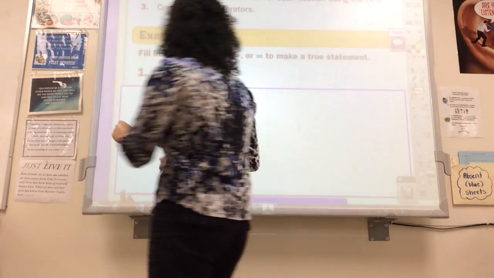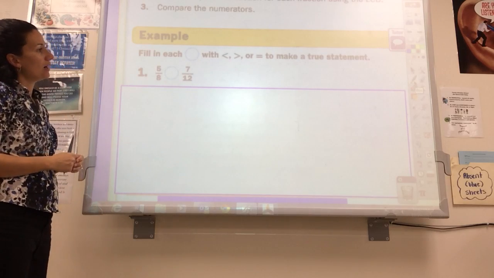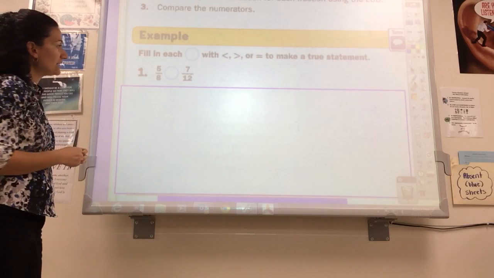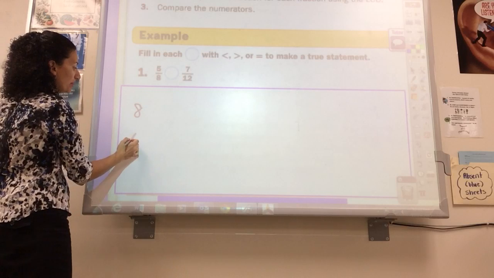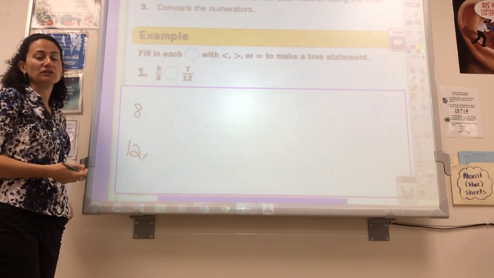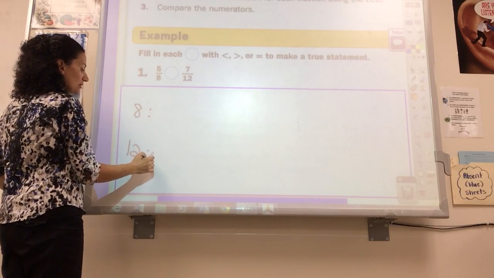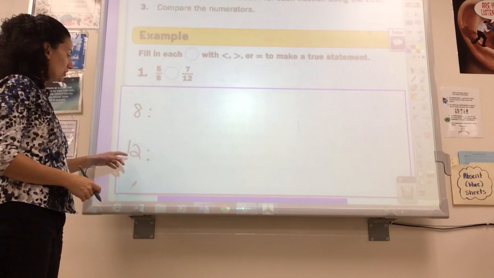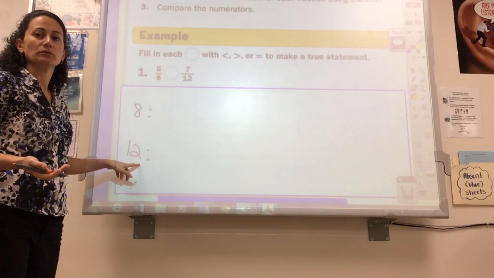If we really want to know whether 5/8 or 7/12 is bigger, we need to actually find a common denominator. When I say common denominator, I mean a multiple of both 8 and 12. And we want to try to find the smallest number possible, the smallest multiple of both 8 and 12. The easiest way to do that is to start with the larger denominator and to list multiples.